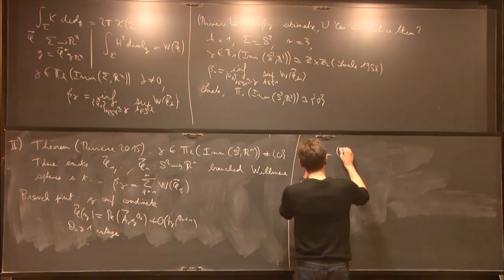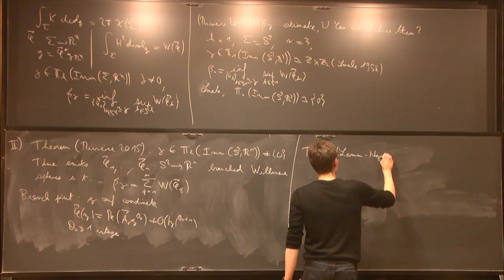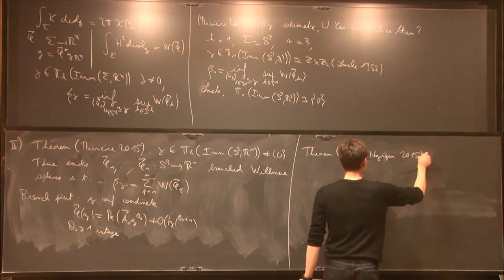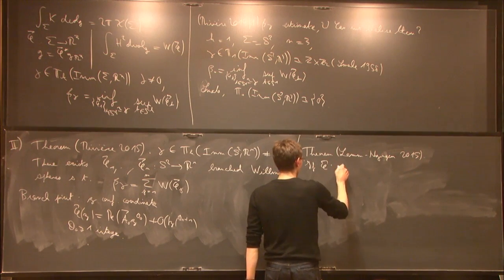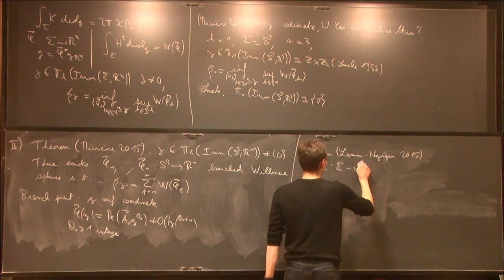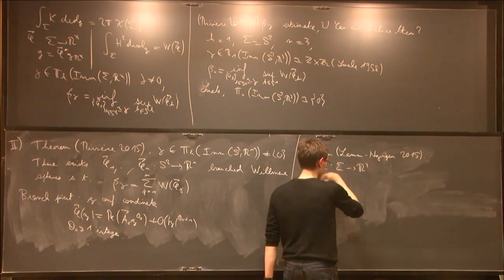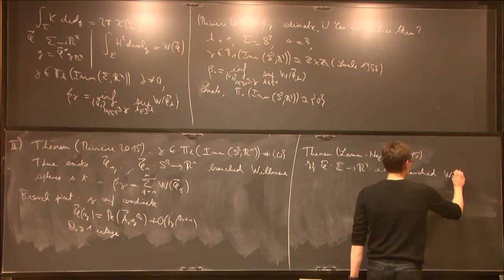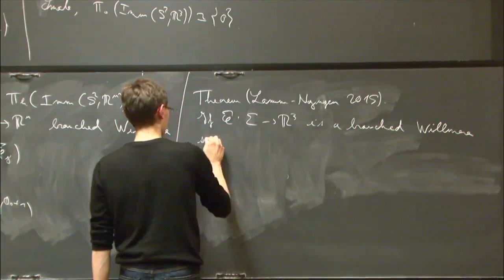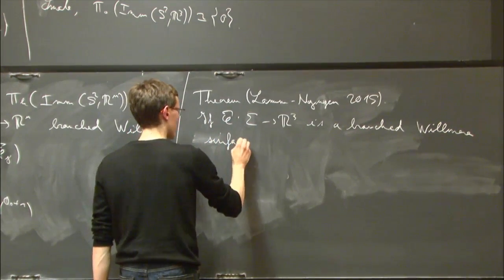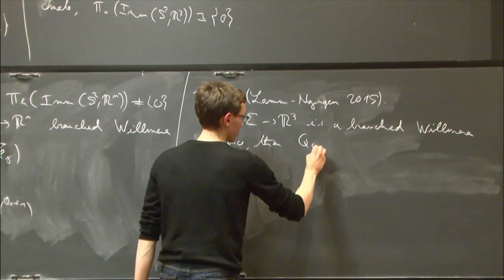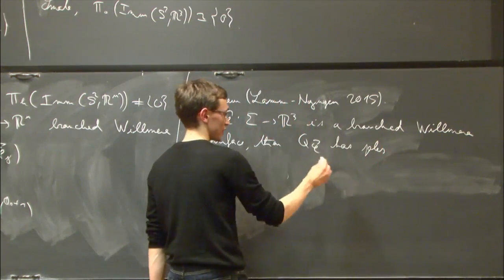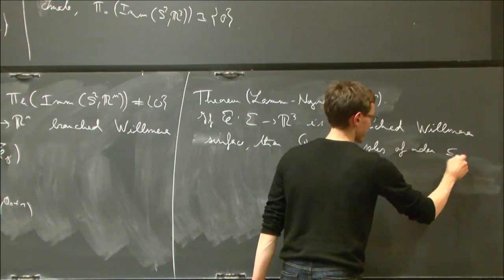It's a theorem of Lamm and Nguyen from 2015. So if phi, I write R3, but the result would work, okay, let me write R3, is a branched Willmore surface, then this quartic form Q phi may have poles. I don't say that they have poles, but they have poles of order at most 2.